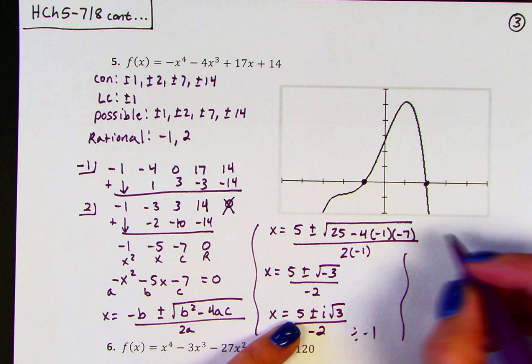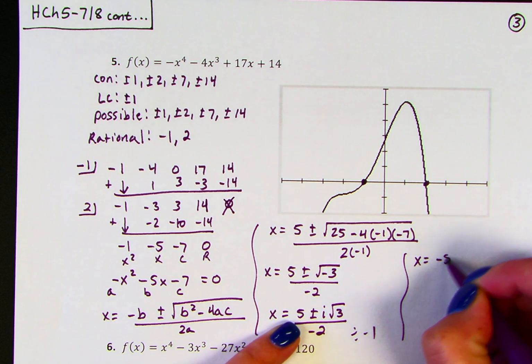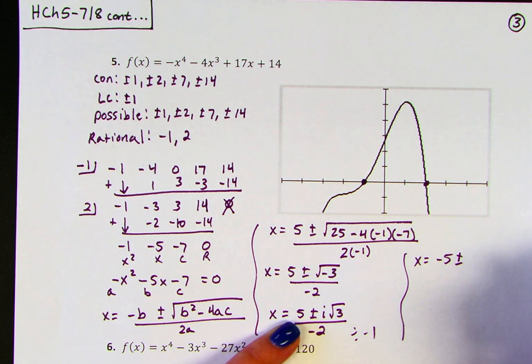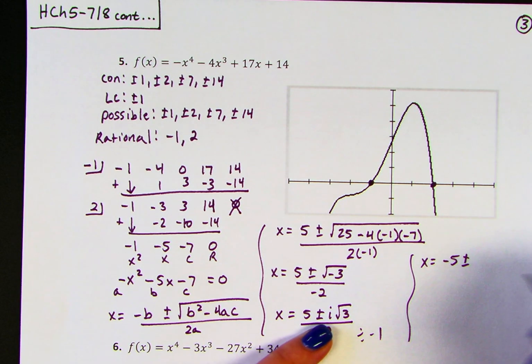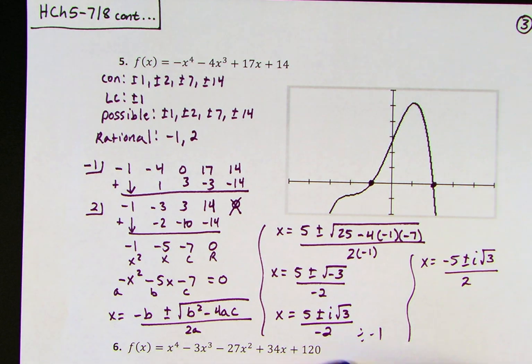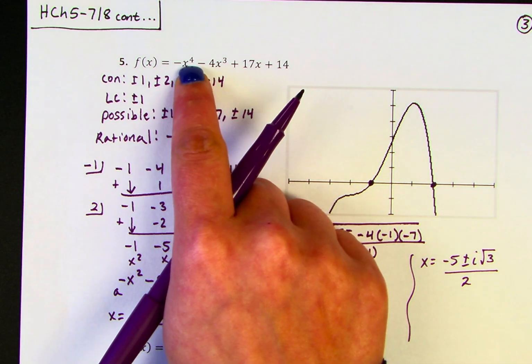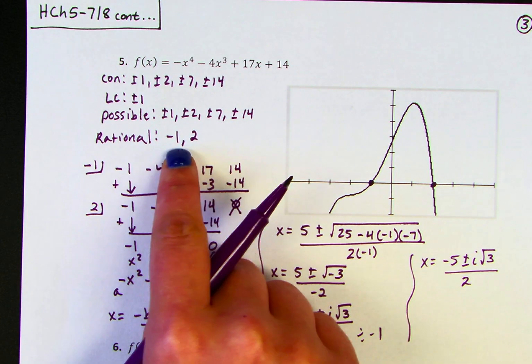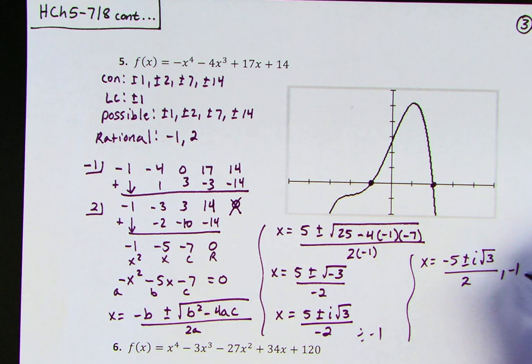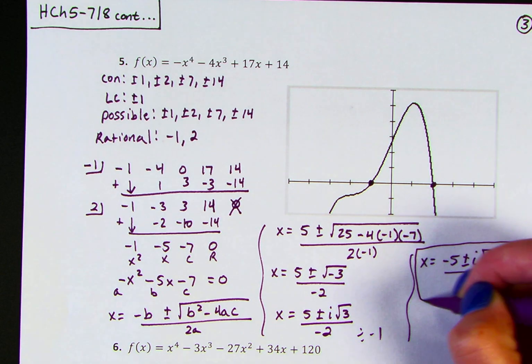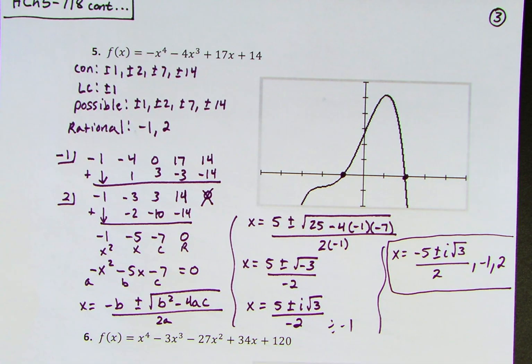So this will be x equals -5 plus and minus, and then because of that plus minus, I'm not going to write the negative. So this is still going to be i square root of 3, and then over a positive 2. So this represents 2 answers because of that plus minus. And I need a total of 4 answers. So the other 2 are what we found at the beginning. So -1 and positive 2. So here are all 4 of the answers.